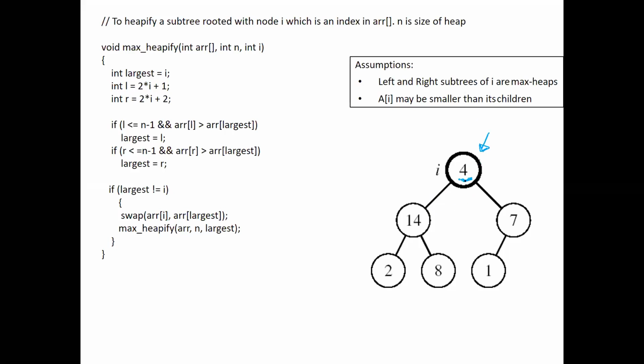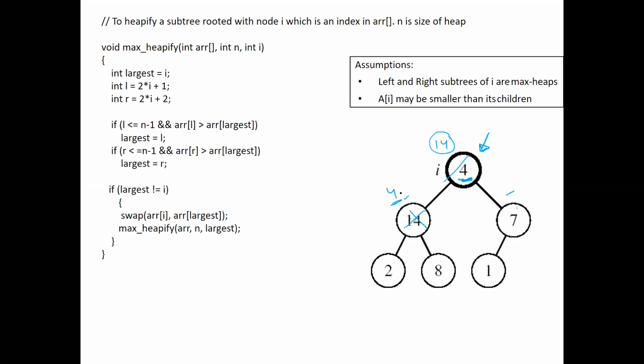Swap this value, the ith index value, with the largest of its children values. Now, the children values are this 14 and that 7. Out of 14 and 7, which one is largest? So you will be replacing it with 14 here, then 4 here. Once you replace 14 with 4, the largest will pop out at this position, and 4 will come at this position.